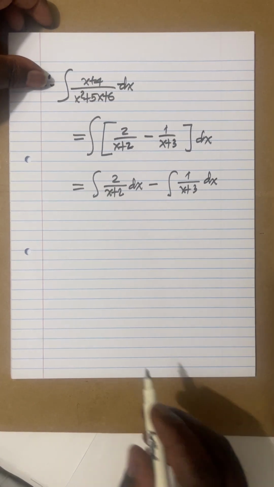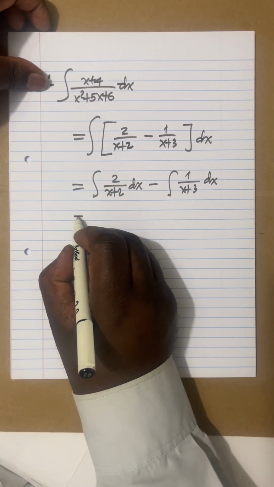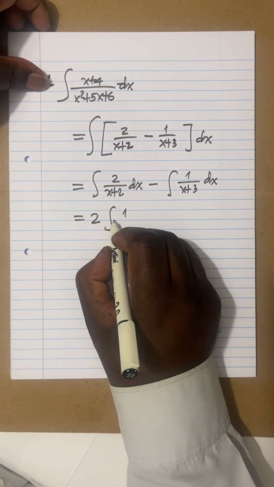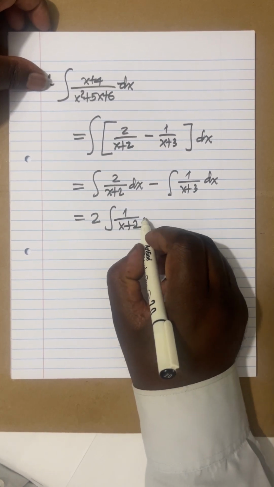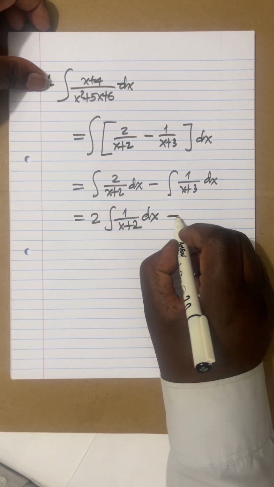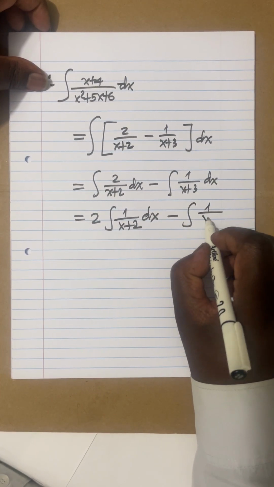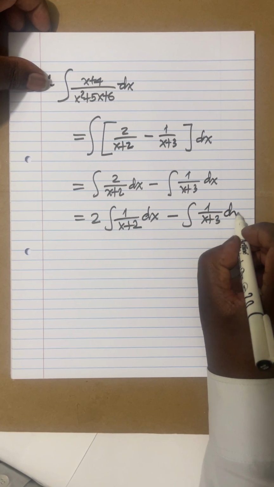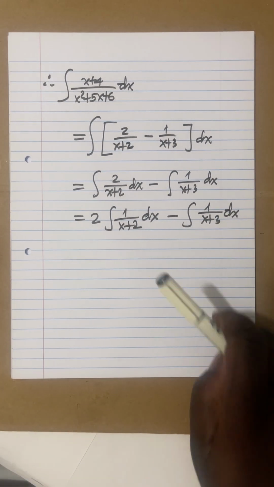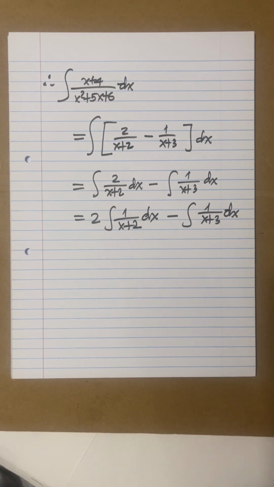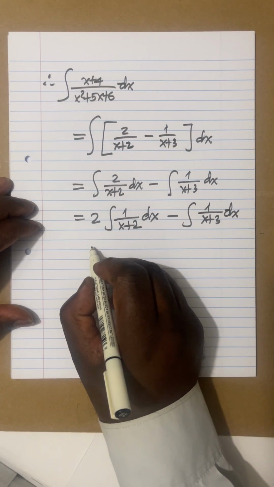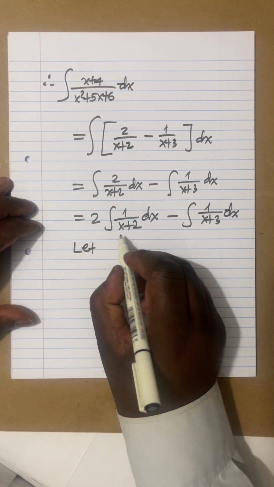Now I can take the 2 out because 2 is a constant. So I have 2, the integral of 1 over x plus 2 dx minus the integral of 1 over x plus 3 dx. Now I'm going to have to integrate both this one and this one here. So u-substitution coming in now, because I have two integrals here.